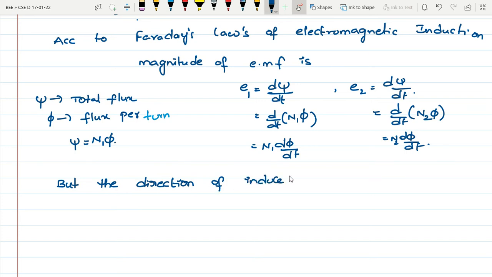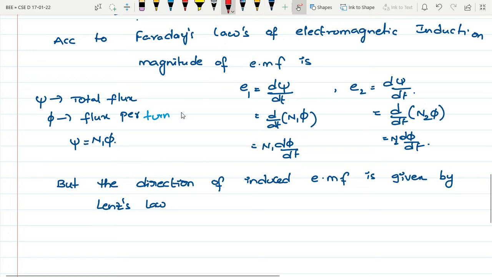Direction of induced EMF is given by, this is alternating quantity. Alternating quantity means it is having both magnitude as well as direction. What is Lenz's law? I already explained this Lenz's law. What is the statement for Lenz's law? Lenz's law states that always effect opposes the cause. Lenz's law is nothing but always effect opposes the cause.